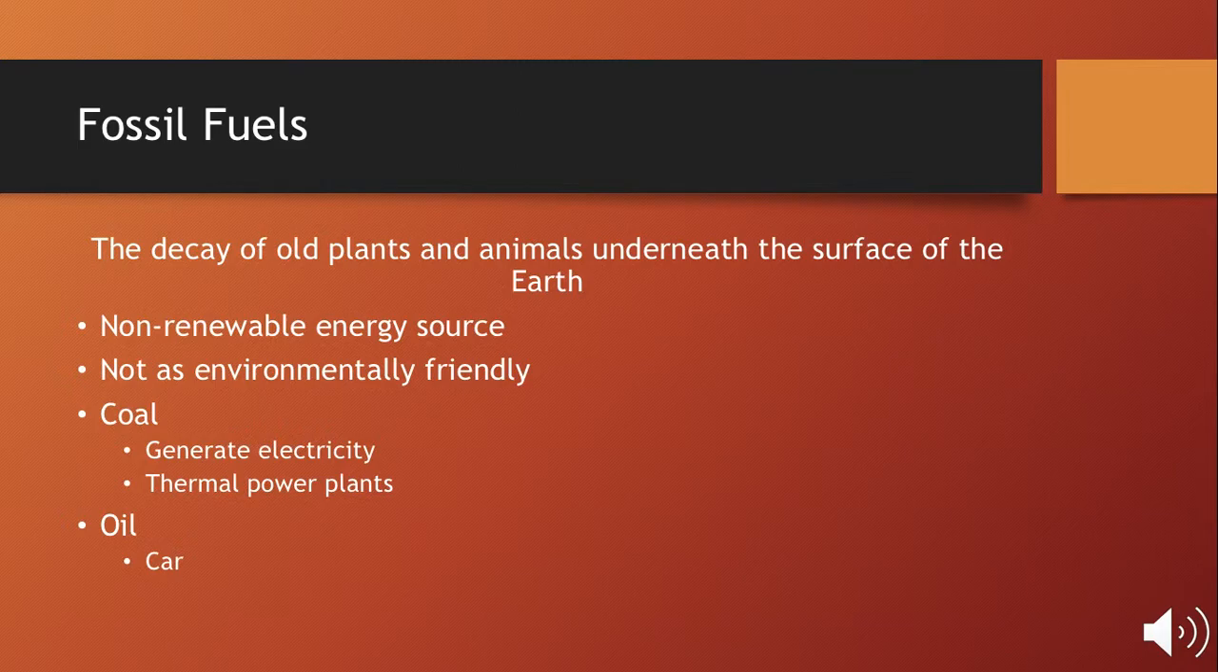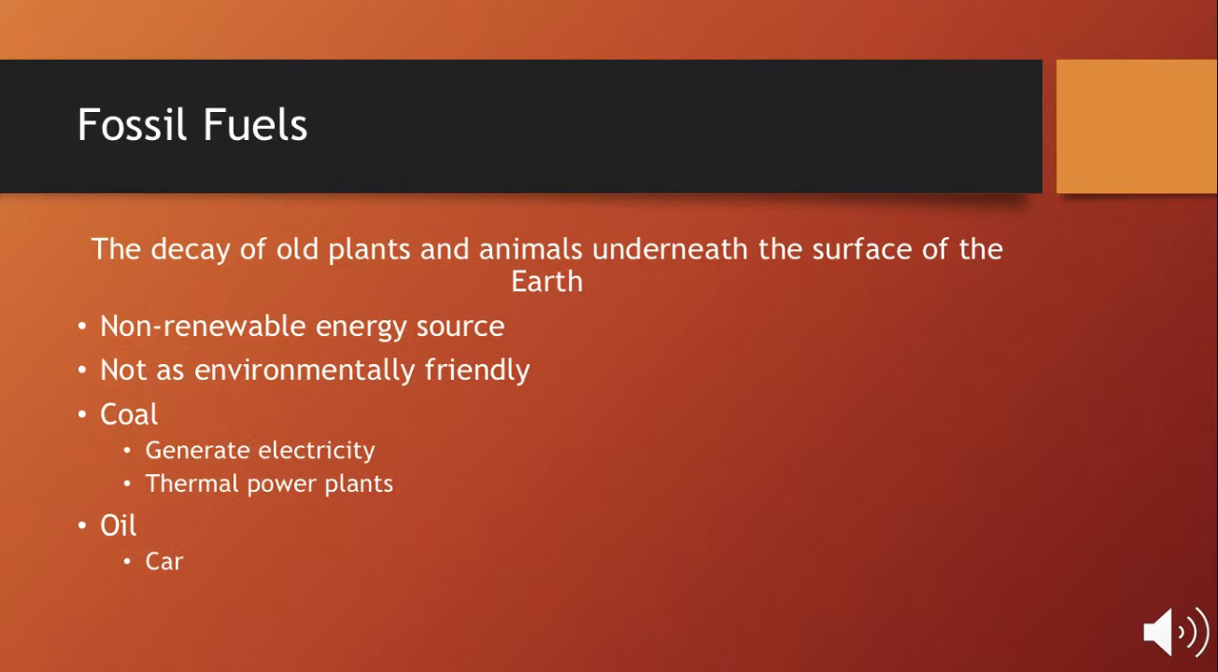Lastly, we have fossil fuels. Fossil fuels is the decay of old plants and animals underneath the surface of the earth. So this is a non-renewable energy source, and it is not as environmentally friendly as the others. So it would be very smart for us to move away from this because it is damaging our climate and atmosphere, and these other forms of heat energy to power the world are much more effective, and so will thermoelectrics, which we will talk about in a second.